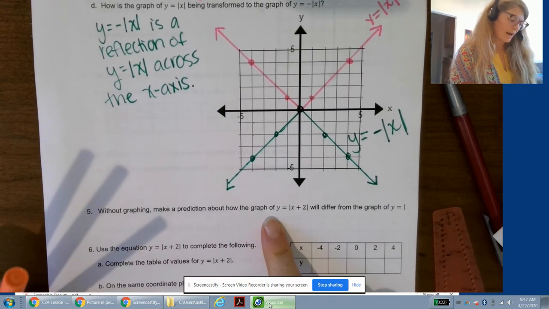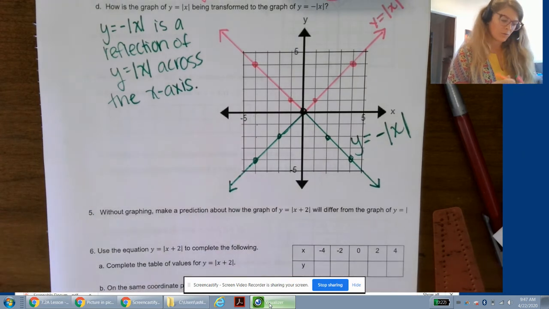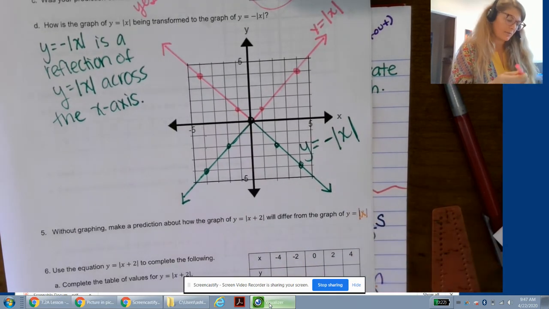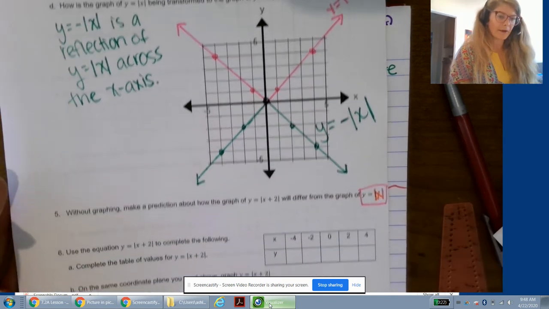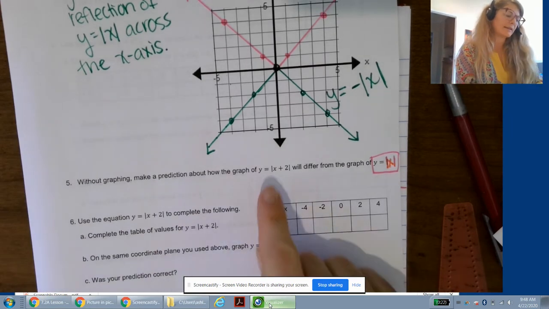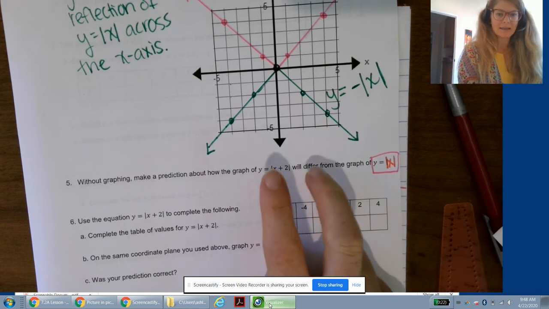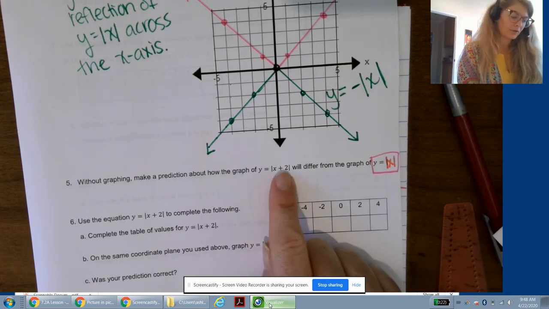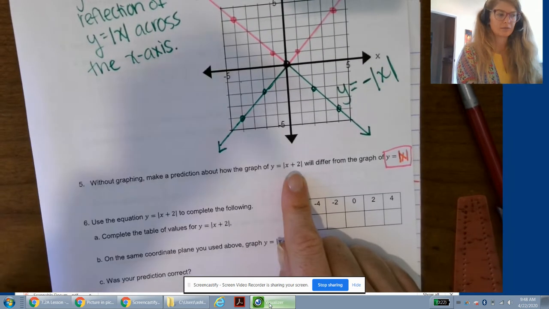We're going to make a prediction about y equals absolute value of x plus 2, and it's going to differ from y equals the absolute value of x. Sorry, that got cut off. Remember, that's our parent function. Thinking about this, x plus 2, we're always going to add 2 to the number on the inside and then take the absolute value. So since we're always adding 2 and then taking the absolute value, do you think this is going to translate up, down, left, or right?